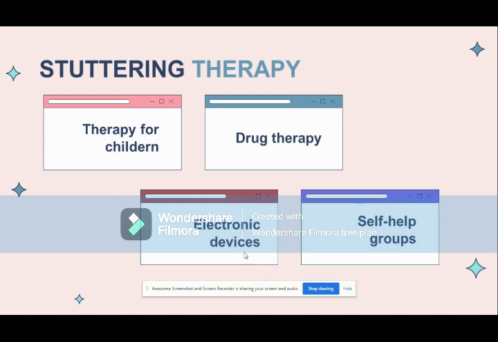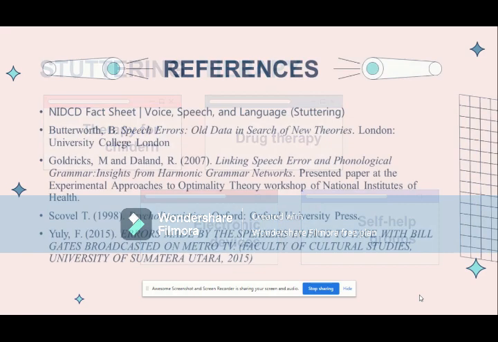And the third is electronic devices. Some people who stutter use electronic devices to help control fluency. For example, one type of device fits into the ear canal. Self-help groups provide a way for people who stutter to find resources and support as they face the challenge of stuttering.